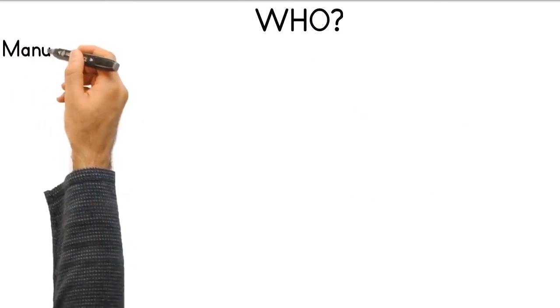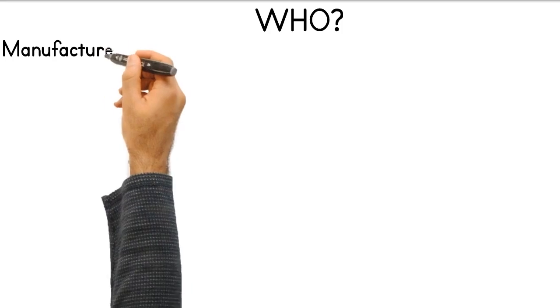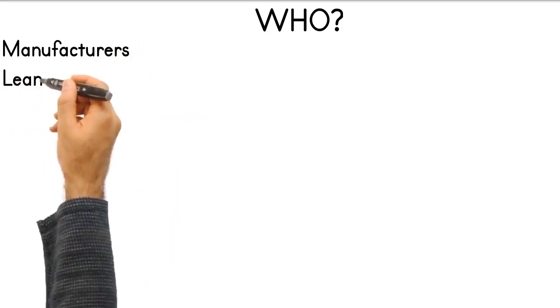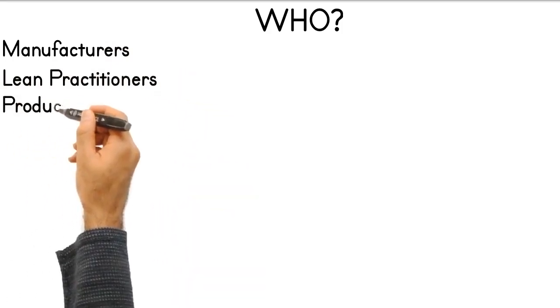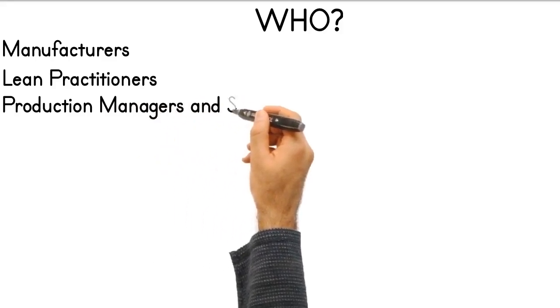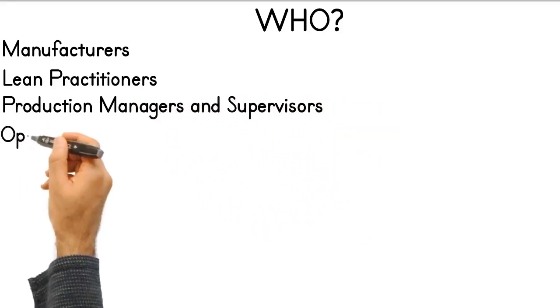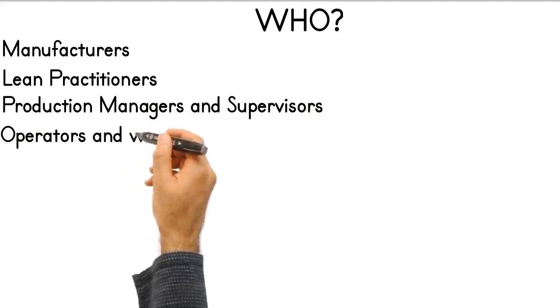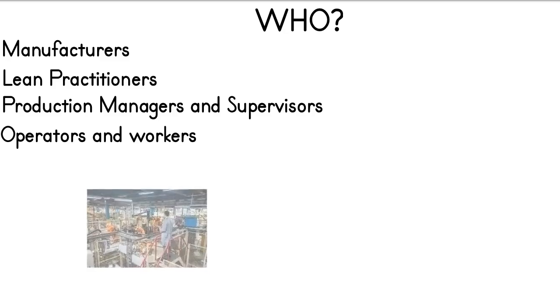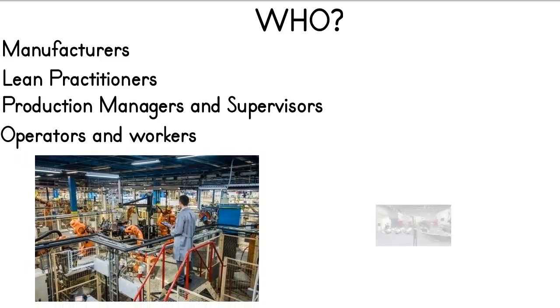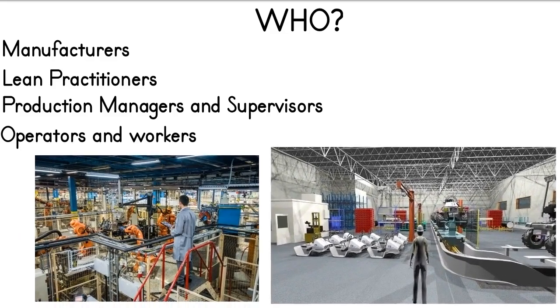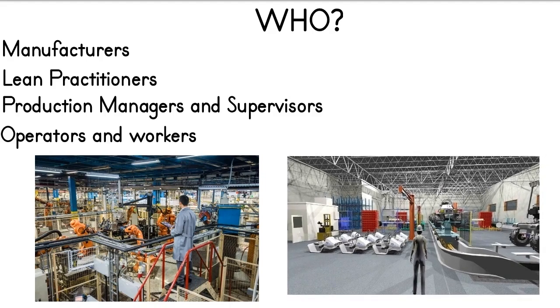Who uses cellular manufacturing? Manufacturers. Companies across a wide range of industries use cellular manufacturing to improve production efficiency and product quality. Lean manufacturing practitioners. Cellular manufacturing is a core component of lean manufacturing principles, where the focus is on waste reduction and continuous improvement. Production managers and supervisors. These individuals design and oversee cellular manufacturing systems, ensuring that the cells are well organized and operate efficiently. Operators and workers. Employees who work within the cells are often multi-skilled and play a critical role in the success of the cellular manufacturing system.